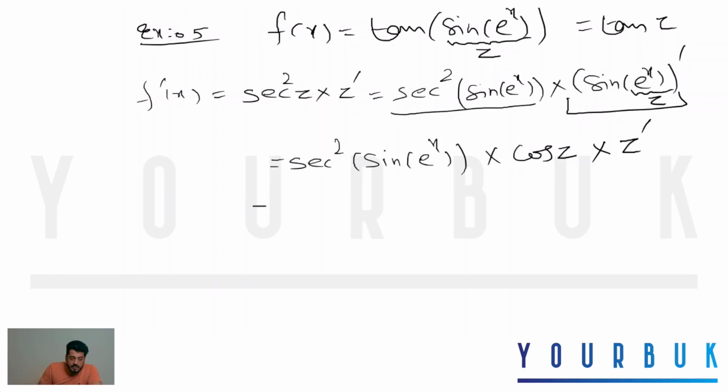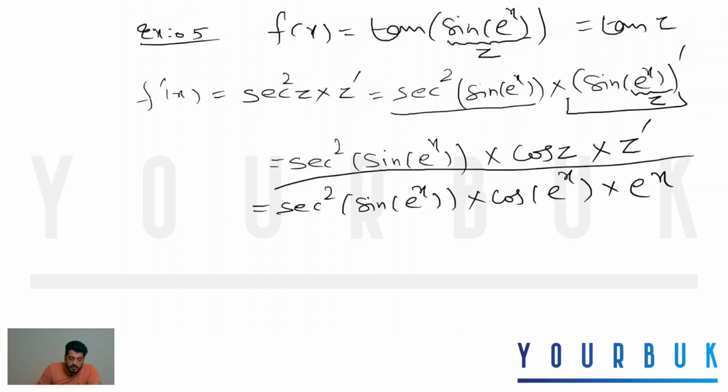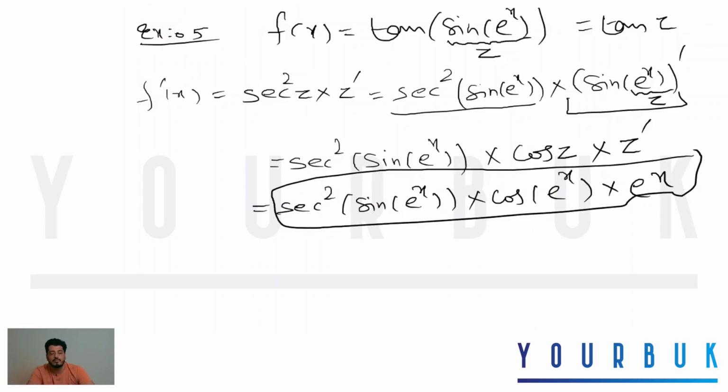Now, this will be further equal to secant square of sine of e to the power x, and then cos of e to the power x, and the derivative of e to the power x is e to the power x only. So this is your final answer. So this is how you will apply chain of chain. This is what I am saying, that there can be more than one chain also.